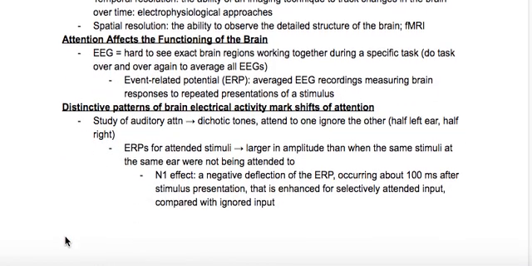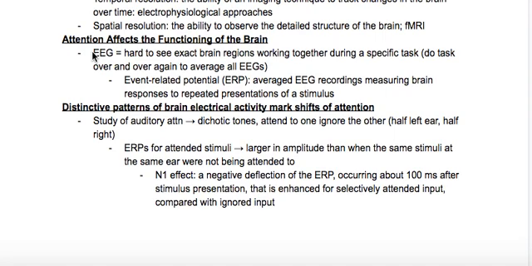The next section is titled Attention Affects Functioning of the Brain. We usually see how attention affects the function of the brain through EEGs, but it's usually hard to see the exact brain regions working together during a specific task. So the way that we deal with this is that we make the participants do the task over and over again, to average all the EEGs to find a distinctive pattern of synchronicity during said task.